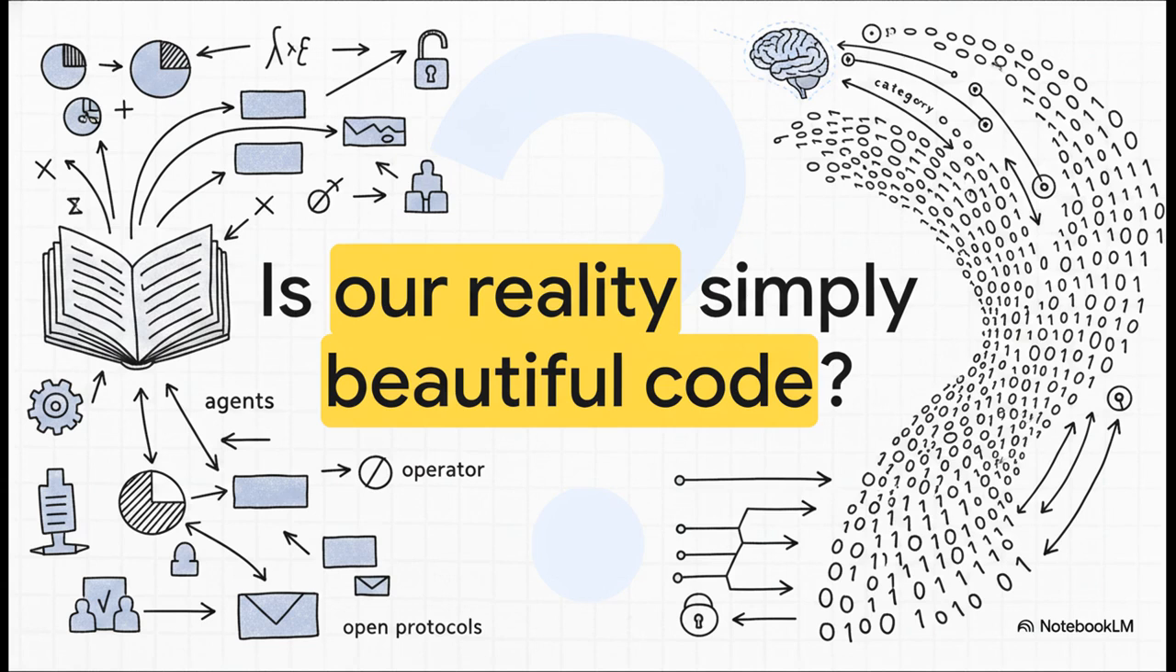If a 150-year-old theological text flawlessly maps onto modern mathematical category theory, charting out agents, operators, null states, and open protocols, is our reality simply beautiful code waiting to be fully understood? It definitely changes how you look at the universe and our place within it.